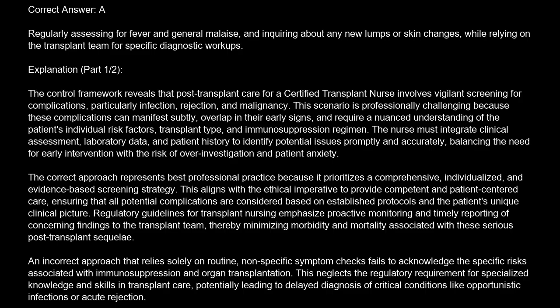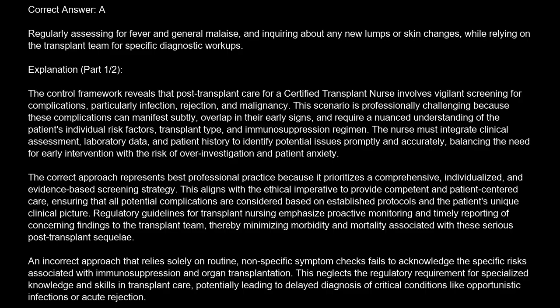The correct approach represents best professional practice because it prioritizes a comprehensive, individualized, and evidence-based screening strategy. This aligns with the ethical imperative to provide competent and patient-centered care, ensuring that all potential complications are considered based on established protocols and the patient's unique clinical picture. Regulatory guidelines for transplant nursing emphasize proactive monitoring and timely reporting of concerning findings to the transplant team, thereby minimizing morbidity and mortality associated with these serious post-transplant sequelae.